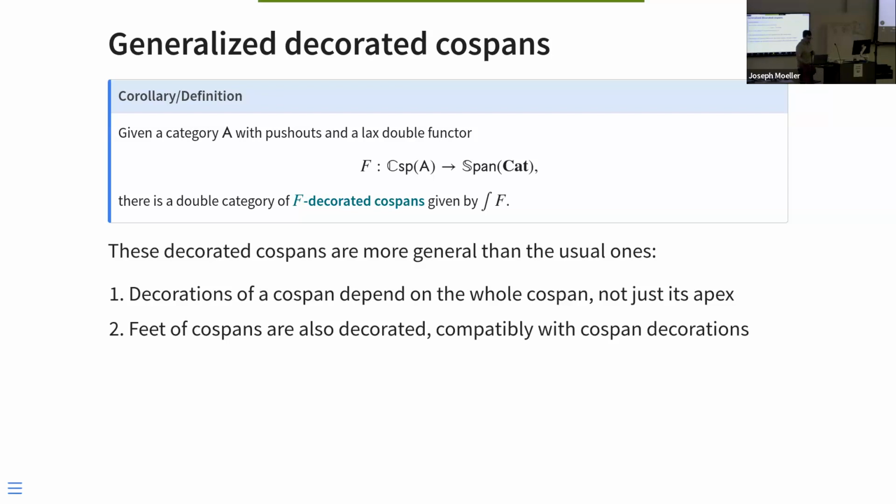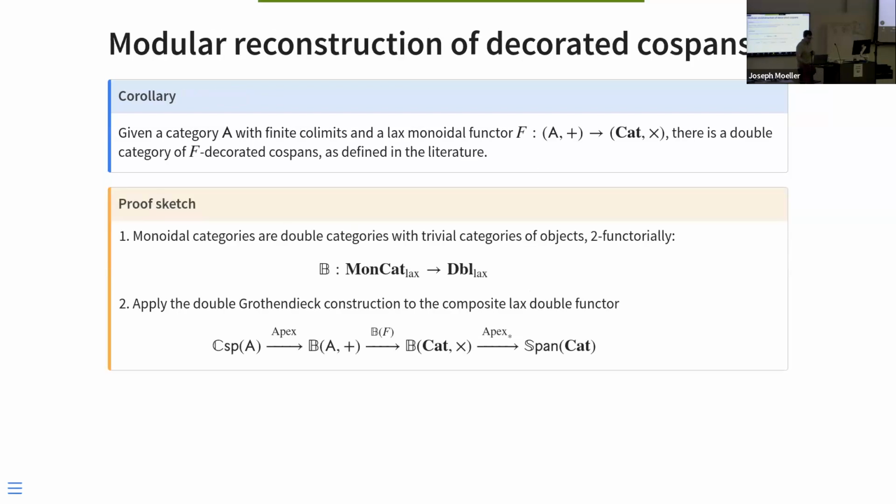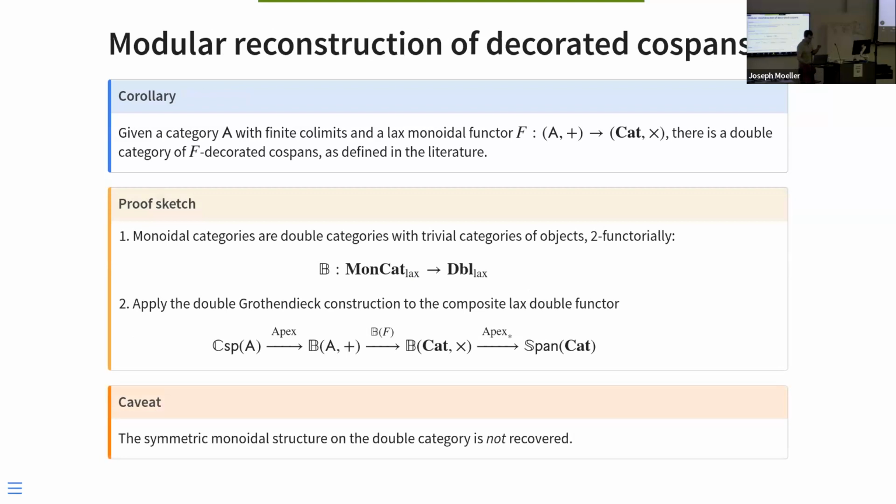And it turns out that one can recover the usual decorated cospans as a special case of this, which in the interest of time, I will pass over. But as you can see from the box here, you've got to string together the right composite of lax double functors, and then you apply this thing and you recover the original decorated cospans.